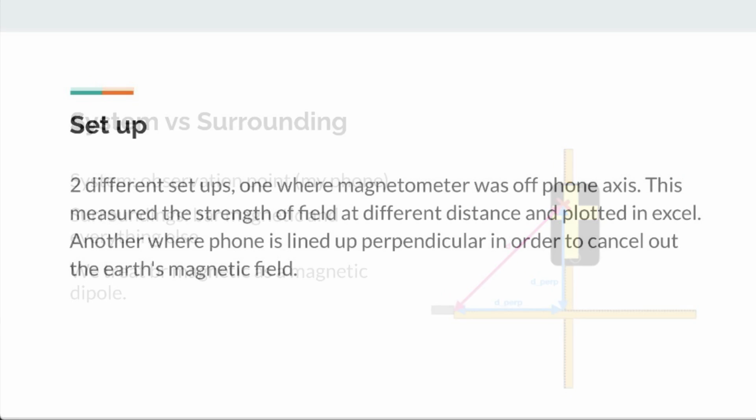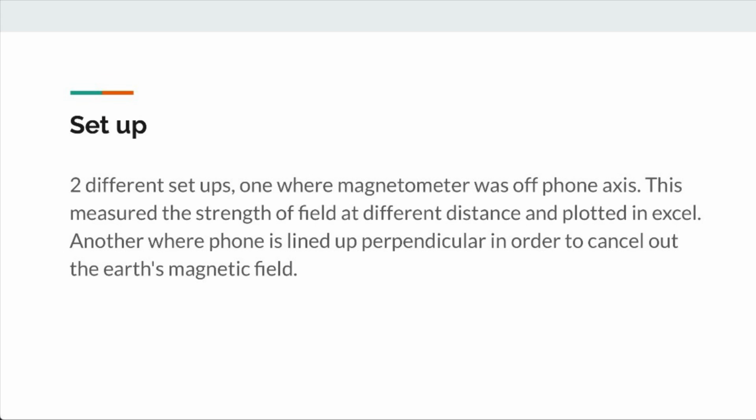The setup, we have 2 different setups. One where the magnetometer was off-axis from the phone and the magnet, and then this measured the strength of the field at different distances, and we apply that in Excel. And another where my phone is lined up perpendicular in order to cancel out the Earth's magnetic field. That is the image you saw earlier.